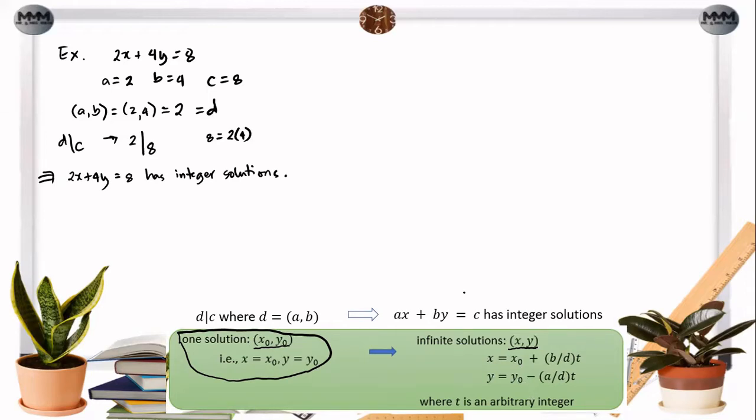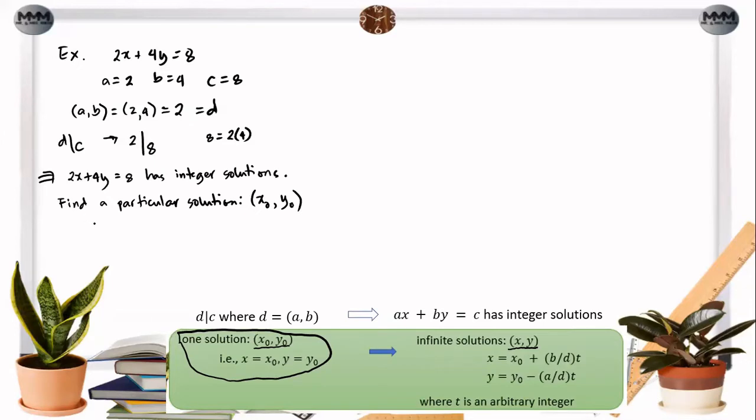So here we will be using the trial and error method. Take note that we have our linear Diophantine equation, so we are to first find a particular solution. For our particular solution, we have the coordinates x sub 0 and y sub 0.